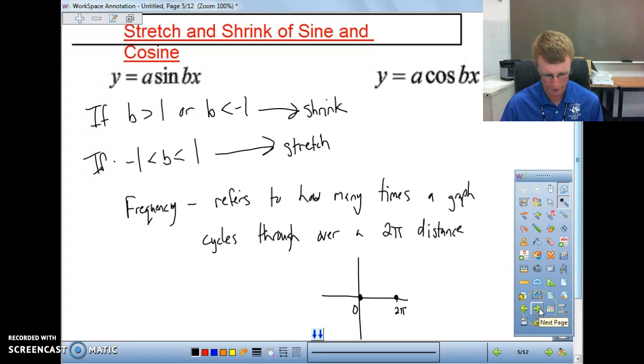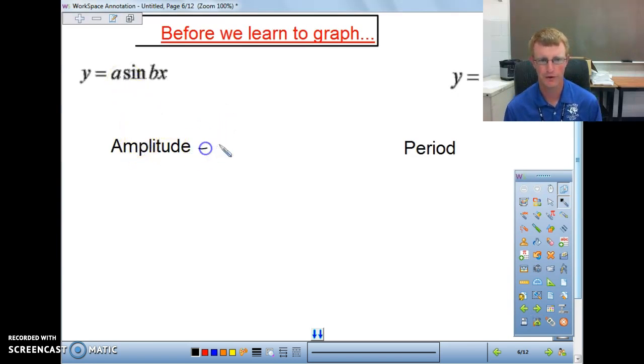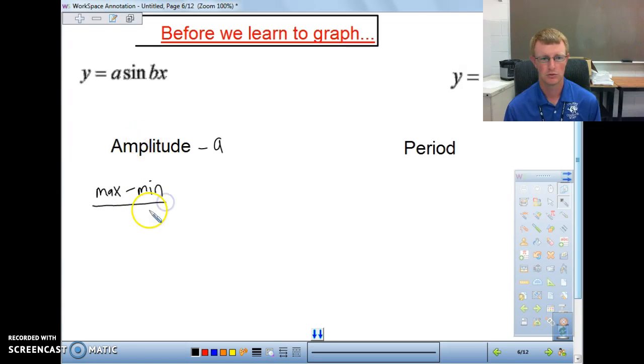So before we actually learn to graph, let's talk about a couple of characteristics that we've defined here. We have amplitude. Amplitude refers to A in our equation. So if you see the number in front of sine or cosine, that is the amplitude. The other way you can figure out your amplitude if you don't have an equation is you take your max value, subtract your minimum value, and divide by 2. So the top value minus the bottom value divided by 2 will also give you your amplitude.